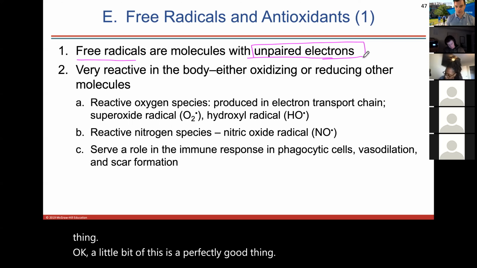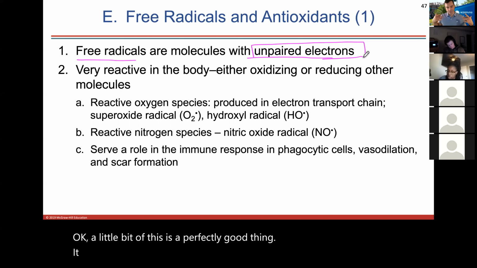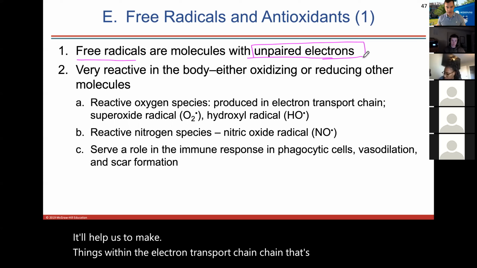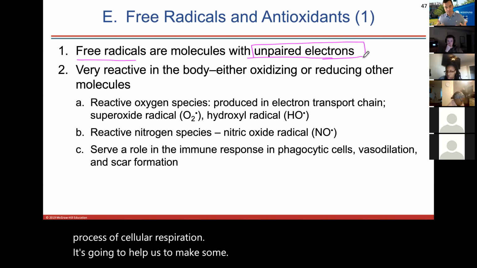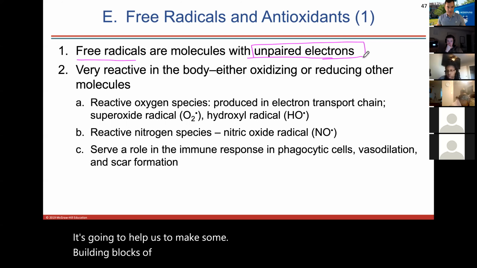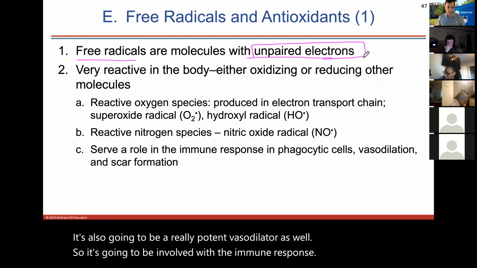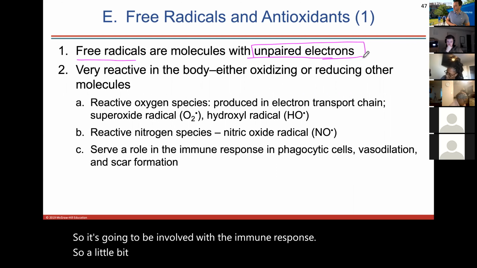It'll help us to make things within the electron transport chain that's going to drive that process of cellular respiration. It's going to help us to make some building blocks of nitric oxide. And this is going to help communicate with cells. It's also going to be a really potent vasodilator as well. So it's going to be involved with the immune response. So a little bit of free radical production is a perfectly good thing.